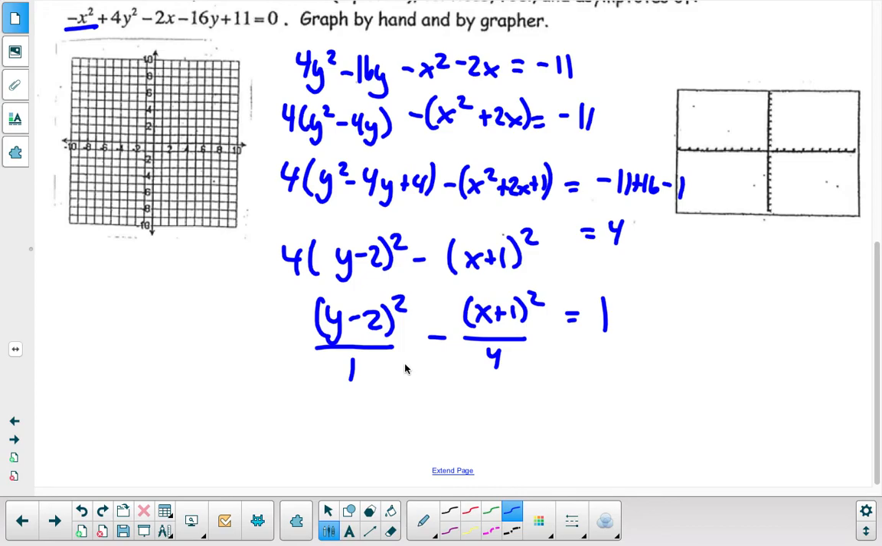Let's see if I made another mistake, everybody. Got it. Okay. I put b equals 4 here. B squared equals 4. That means b equals 2. A equals 1. And this is, again, running vertically because it's attached to y.